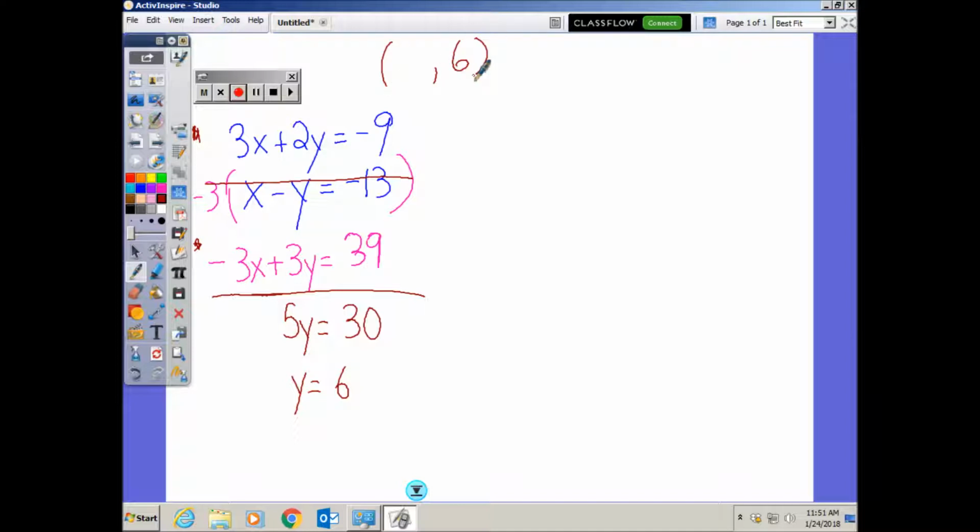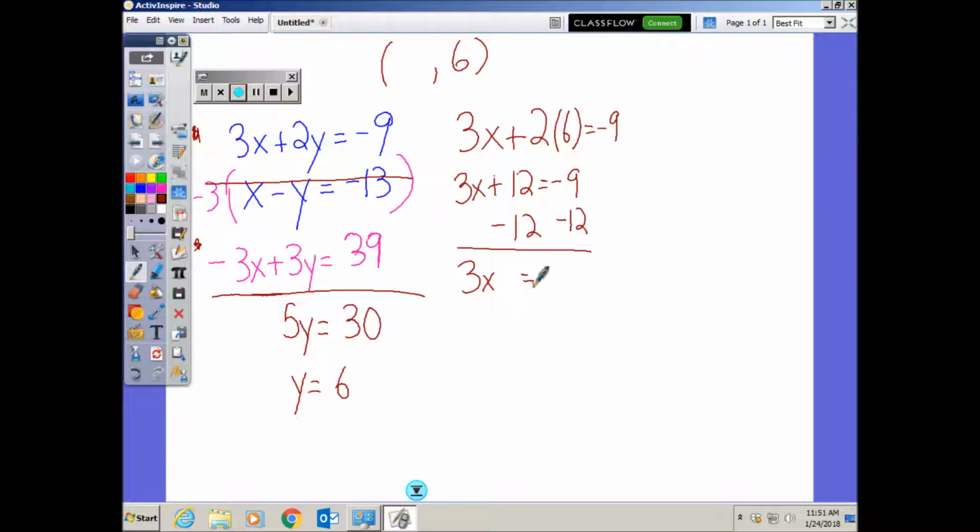Again, now I'm doing just like I did before. I take the original first equation, taking out the y, because I just solved for y, plugging in 6. 3x, 2 times 6 is 12, equals negative 9. I'm going to subtract 12 from both sides. 3x equals negative 9 minus 12, which is negative 21. So negative 21 divided by 3, x equals negative 7. So it looks like my solution is x is negative 7, y is 6.